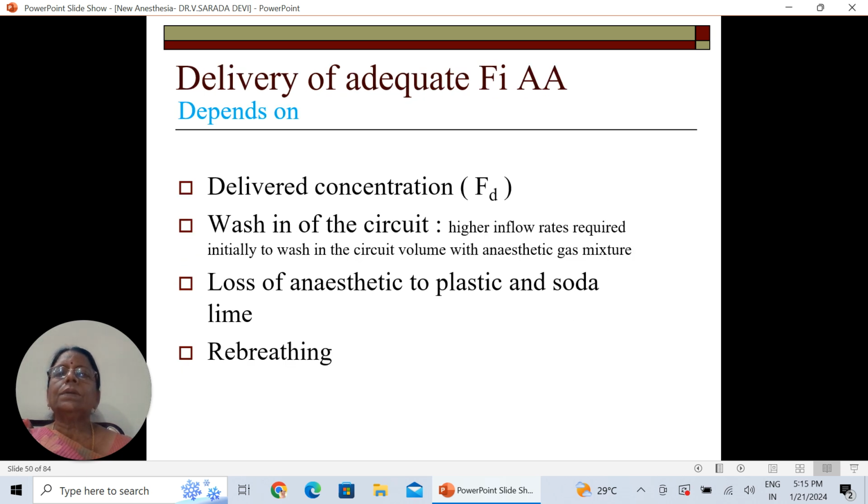Delivery of adequate anesthetic agent depends on the delivered concentration and washing of the circuit. Higher inflow rates are required initially to wash in the circuit volume with anesthetic gas mixture. There is loss of anesthetic to plastic and soda lime, and there may be rebreathing.